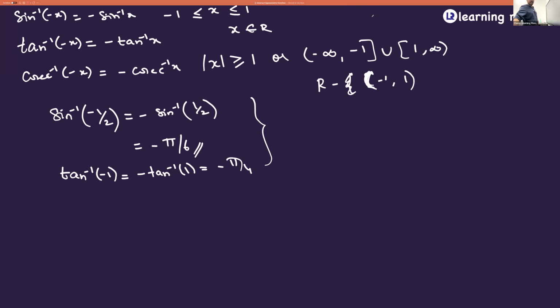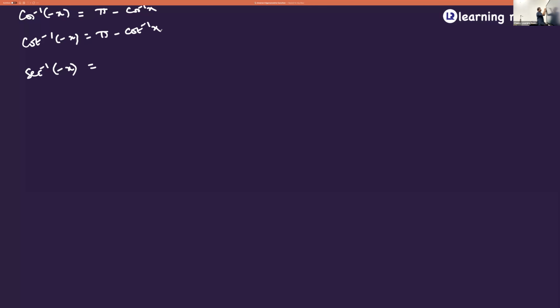So what is the next property? Cos inverse of minus x is equal to, similarly, cot inverse of minus x is equal to, similarly, secant inverse of minus x. Everything will be giving you similar result. Pi minus cos inverse x, pi minus cot inverse x and pi minus secant inverse x.